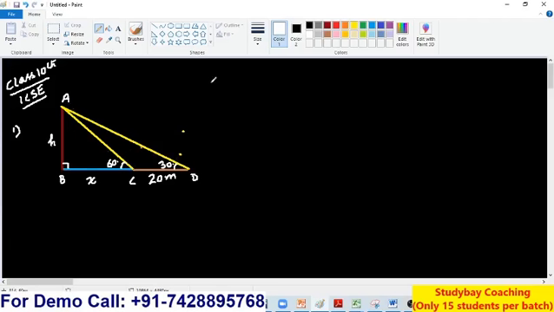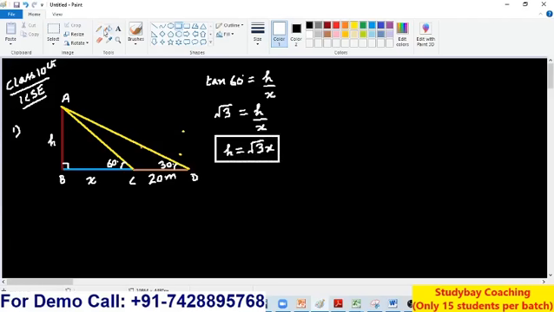So the first thing, tan 60 degree equals h upon x. Tan 60 degree is under root 3. This is equal to h upon x, and so h equals root 3 times x. Now you may consider this as the first equation.